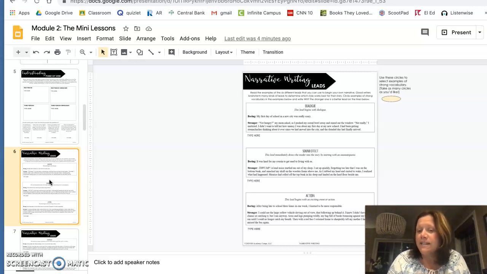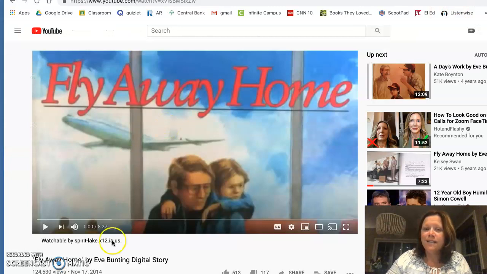And instead of reading this out loud to you, I'm just going to show a YouTube video of this story being read. And I really want you to pay attention to the first lines in this story. How Eve Bunting starts the story to really capture the reader's attention. And then as we learn the different ways, we might come back and revisit that and see what actual strategy did she use to lead her story. So enjoy this children's book, again entitled Fly Away Home by Eve Bunting.